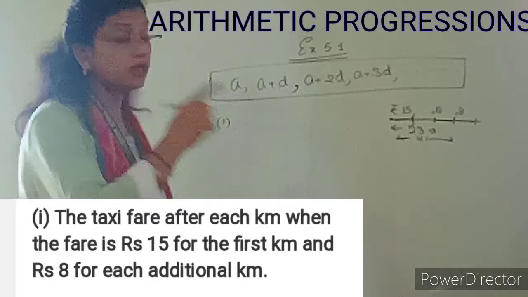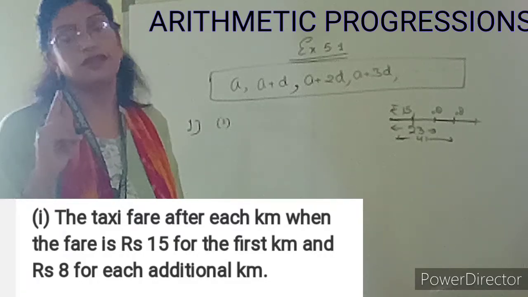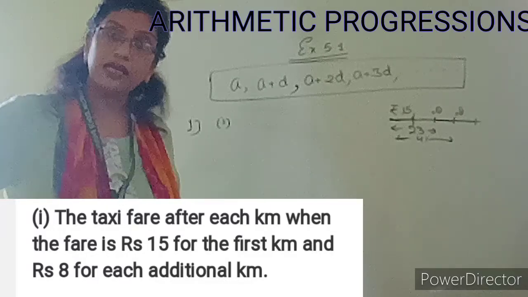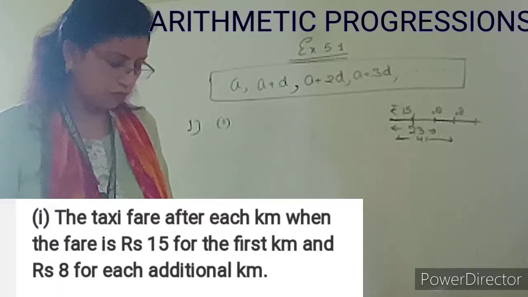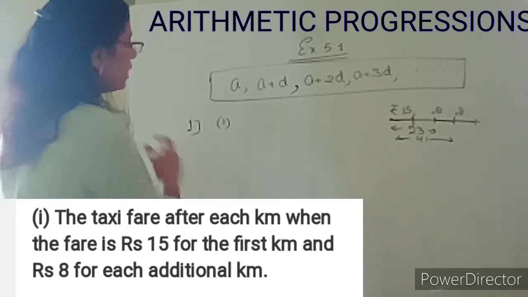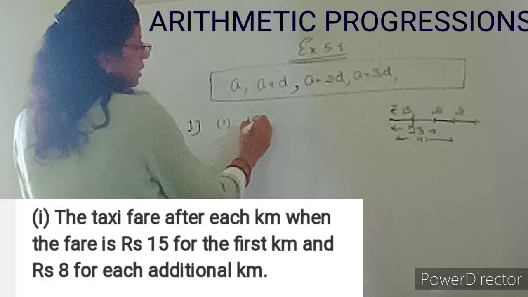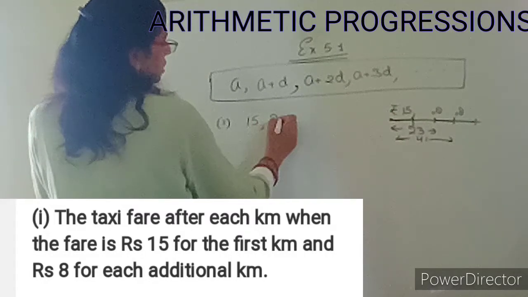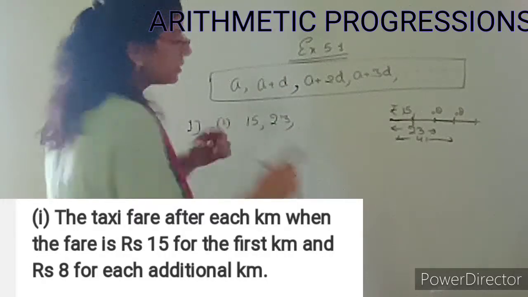So what is the question? Do you understand? For the first kilometer ₹15 is the taxi fare, and for the subsequent distance, for each further kilometer, the fare keeps increasing by 8 rupees. So you have to form an AP for this. What will the AP be? First kilometer means first term, 15. Second is 15 plus 8, which is 23. Third term is 23 plus 8. Keep adding 8 rupees.